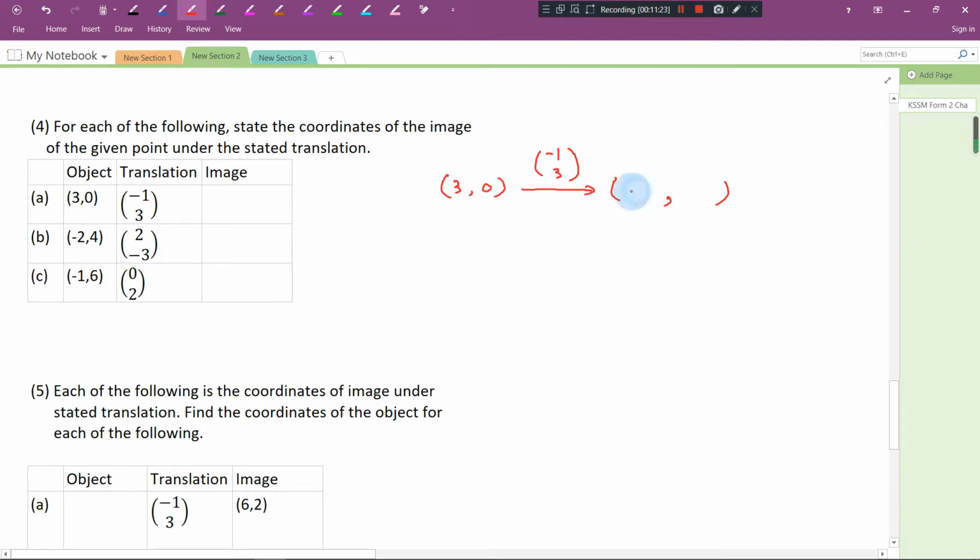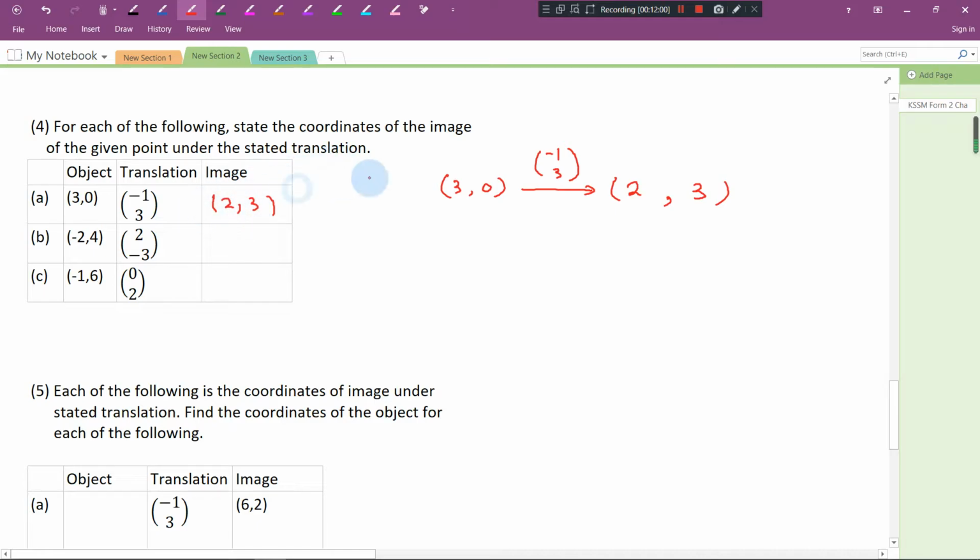If you want to get the coordinate for the image, it's actually very easy. 3 minus 1, you get 2. If this is negative, you minus. If this is positive, you plus. If let's say you have nothing here, for example, look at this one. 0, and this is nothing. Nothing means plus. 0 plus 3, you get 3. So this is the image of this. So it will be 2, 3.